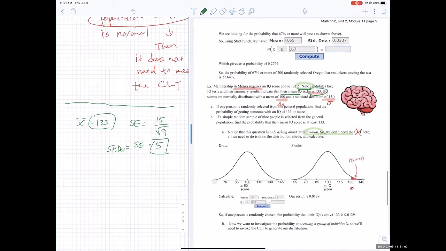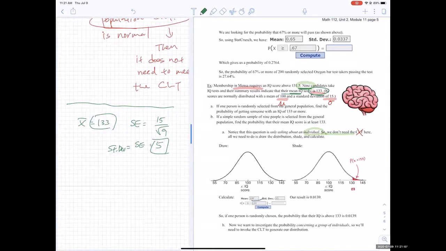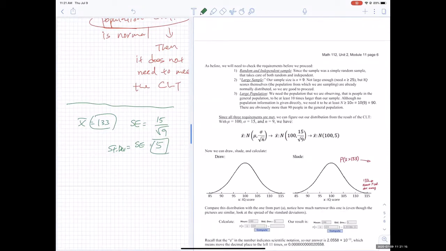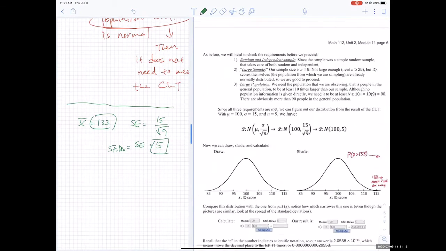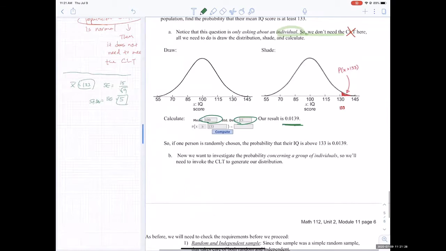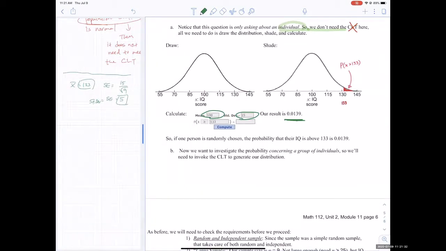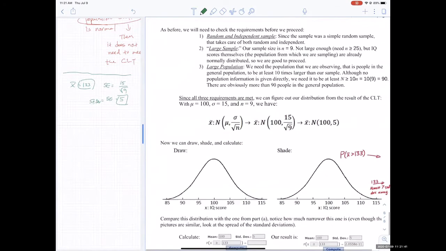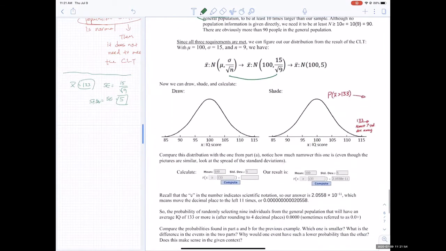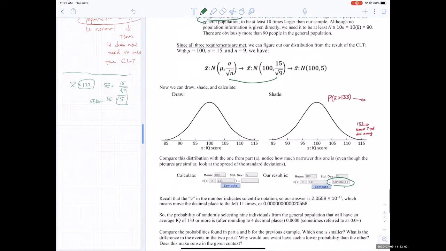So these are the results, and this is what we need here. This is what they get for the first one. If you use technology to calculate it, if one person is randomly chosen, the probability the IQ is above this is only about 0.0139. But when you realize it's a random and independent sample from a large population, using the central limit theorem, then your calculation for the sample mean to be larger than this is going to be very, very small.